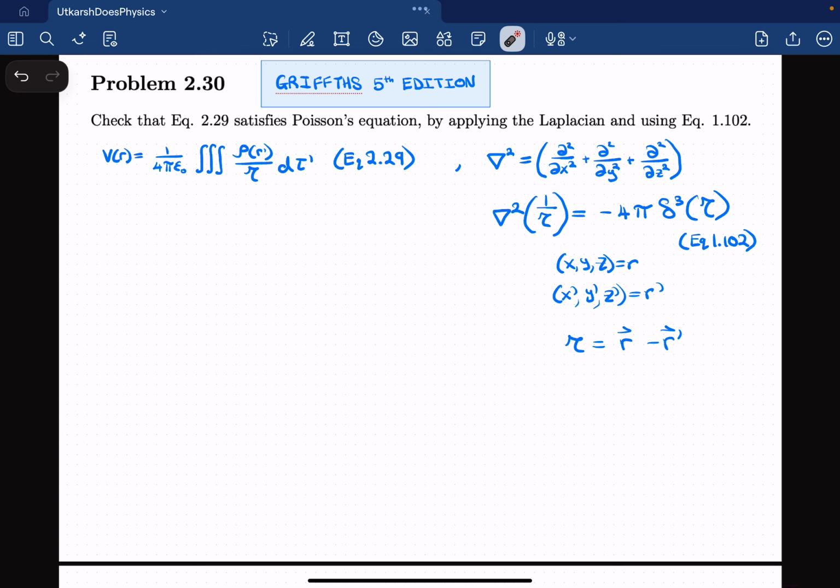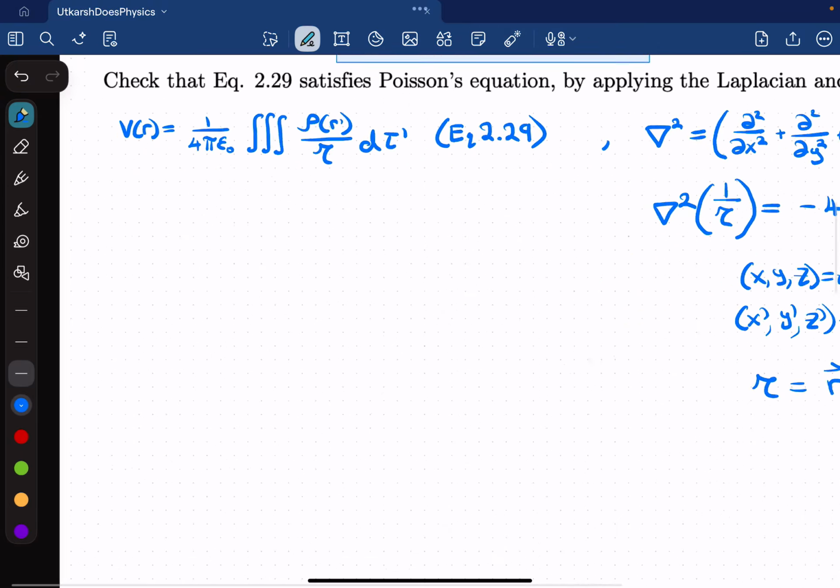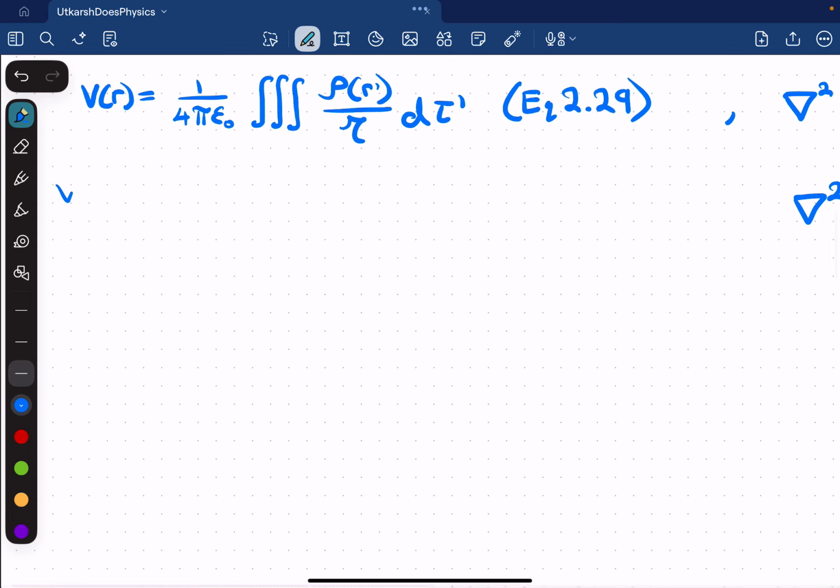So key thing to note before we start, the Laplacian as we defined it is a function of x, y, and z, which means that it is a function over this vector r. It is not a function over x prime, y prime, or z prime. So keep that in the back of your head. It'll become important later. So we begin by just applying the Laplacian operator to both sides.